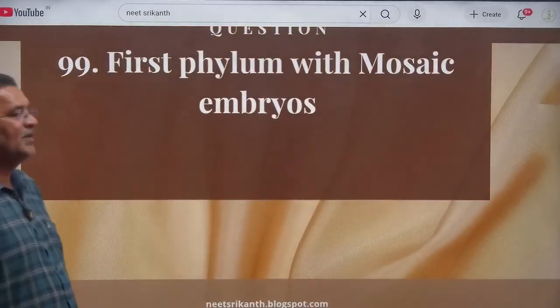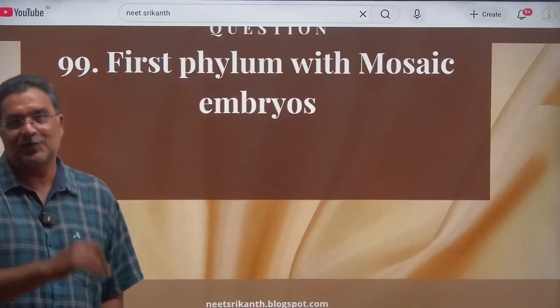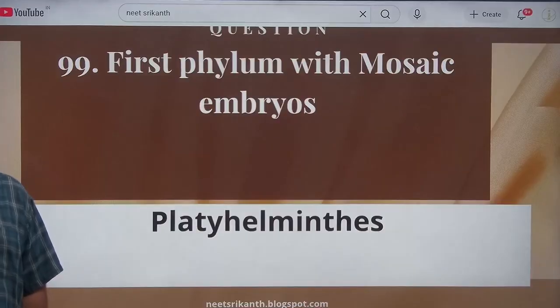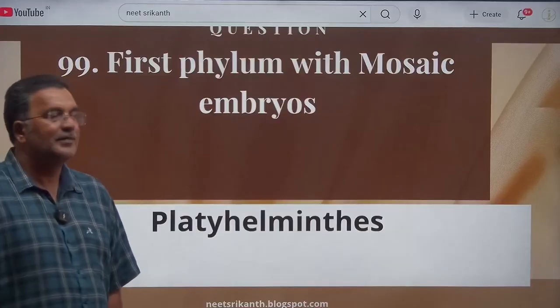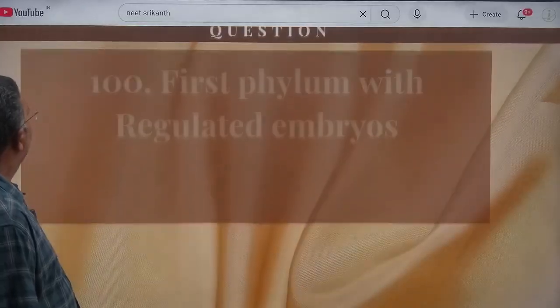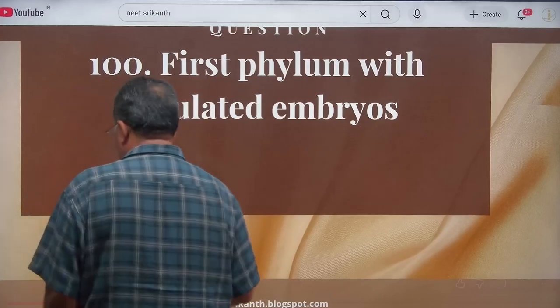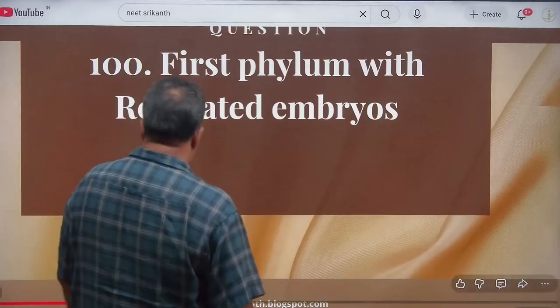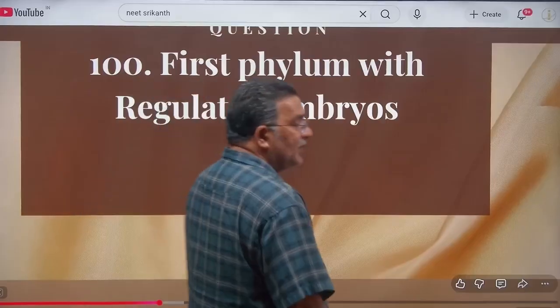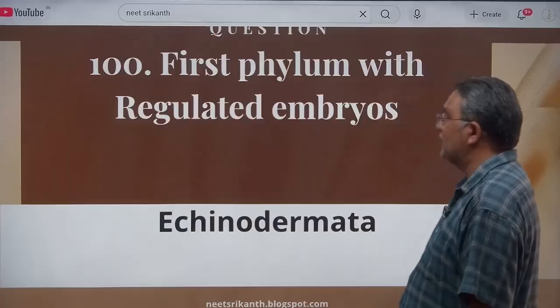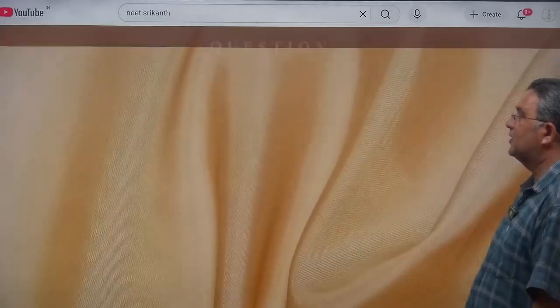First phylum with mosaic embryo. Asking about a protostomian phylum, so the first protostomian phylum will be Platyhelminthes. First phylum with regulative embryo. Who is that? Asking about deuterostomia, isn't it? That is Echinodermata. First phylum asked, not all the phyla, first phylum.